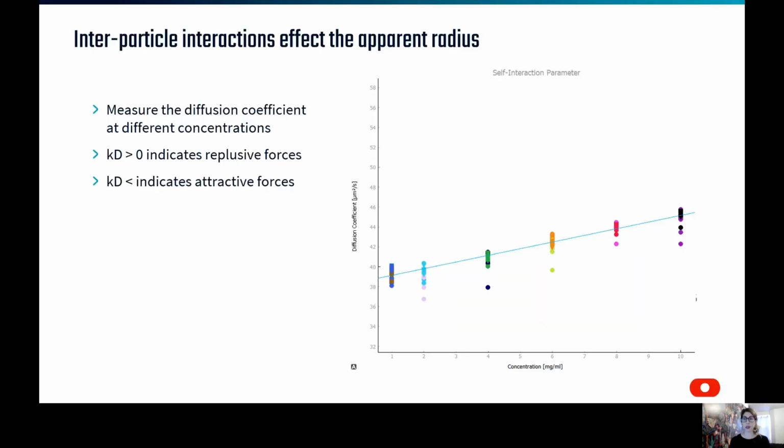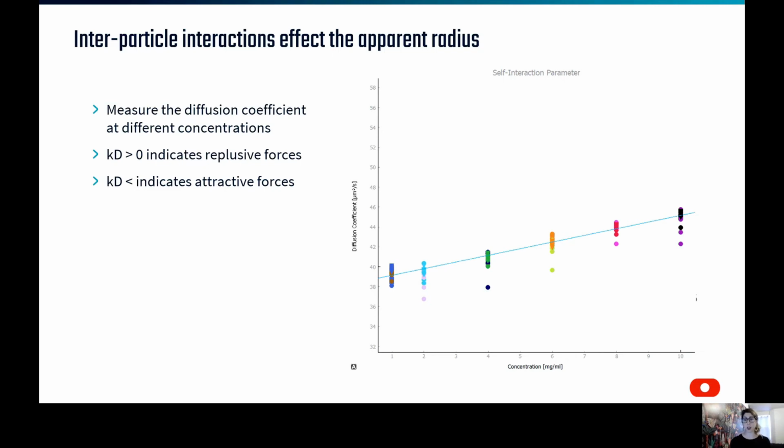So we know that the size of a particle affects the amount of scattered light intensity and therefore resolution, but the concentration of particles is also going to affect a DLS measurement. So in particular, high particle concentrations can result in interparticle interactions affecting the apparent radius. And the concentration-dependent interparticle interactions can be evaluated using the self-interaction parameter KD. This is also referred to as the diffusion coefficient parameter and not to be confused with the binding affinity.